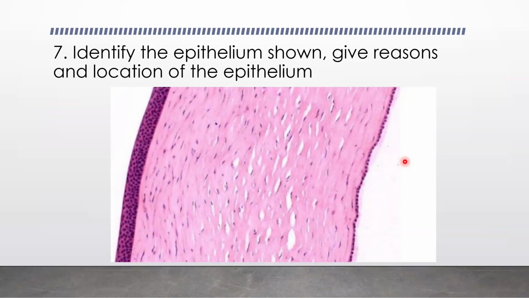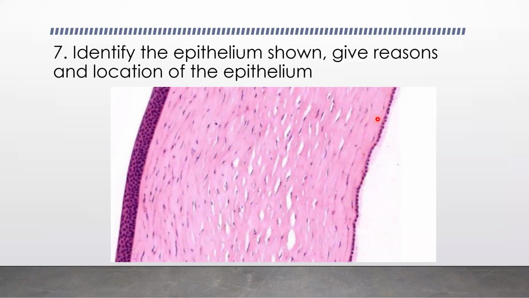So at this point, I would like us to appreciate the nature of this. Identify the epithelium shown and give reasons and location of the epithelium. If any one of us can give the correct structure of what this is: a cornea. For the cornea, you can appreciate it has an epithelium and then an endothelium. This endothelium is lined by simple squamous epithelium.